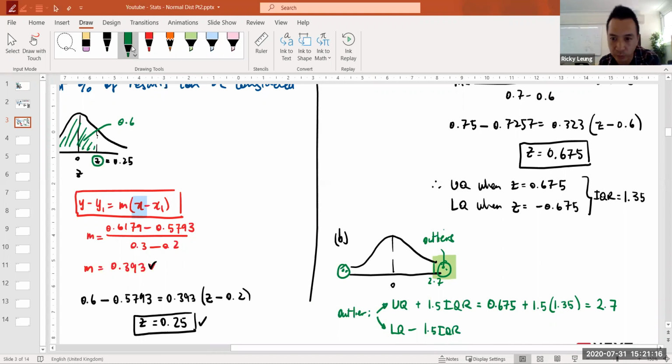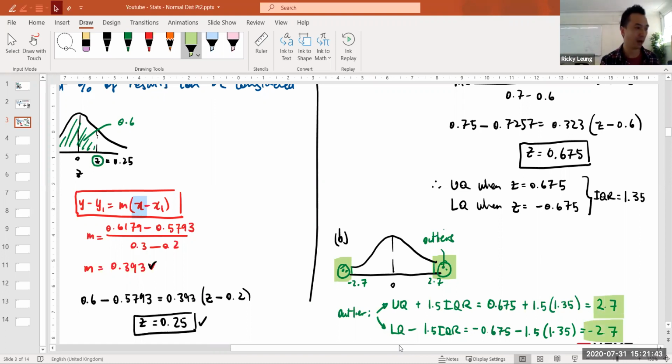You can sub it in and do the maths, but symmetrically, if I take negative 0.675 minus 1.5 of the IQR, you should get negative 2.7 as well. So negative 2.7 will give you the lower outliers. Now, using these two and my graph and my table, I can try to find the outliers.